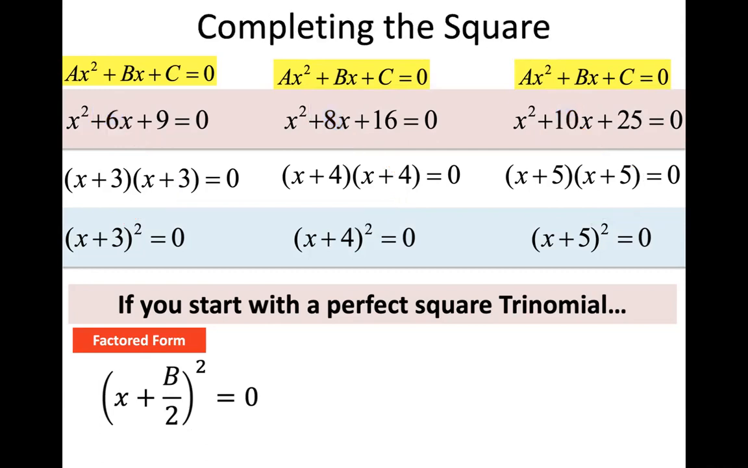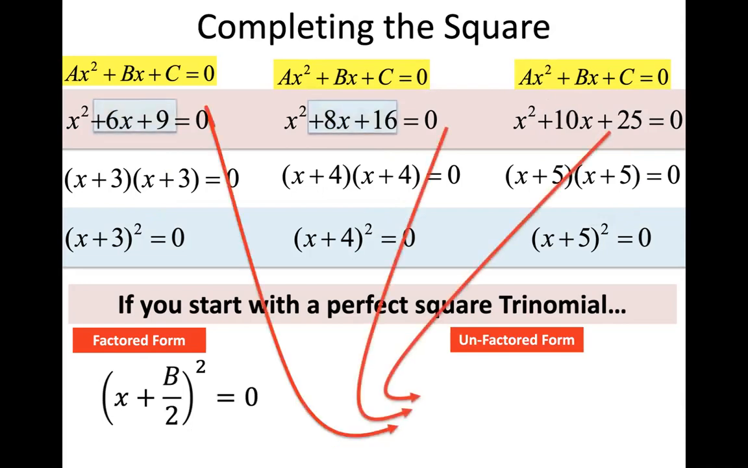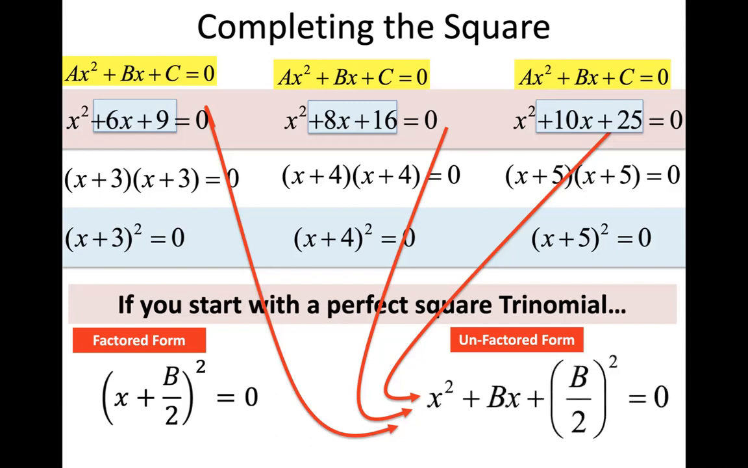There's a second pattern here, and the second pattern is in the unfactored form. That's the top line right there. In the unfactored form, if I look at what I just highlighted in blue, there's another relationship. B is 6, B is 8, B is 10. And the relationship between B and C is the fact that C is B divided by 2, squared. 6 divided by 2 squared is 9. 8 divided by 2 squared is 16. 10 divided by 2 squared is 25.